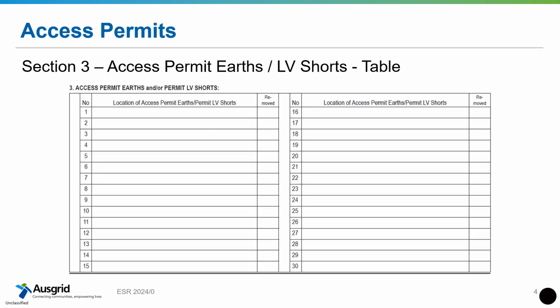Access permit earths and permit low voltage shorts will now be recorded on a table in section 3 of the permit rather than on lines of free text. This is similar to the existing restricted access permit and allows restricted operators to track the application and removal of access permit earths and/or permit low voltage shorts on the access permit rather than a permit folder.